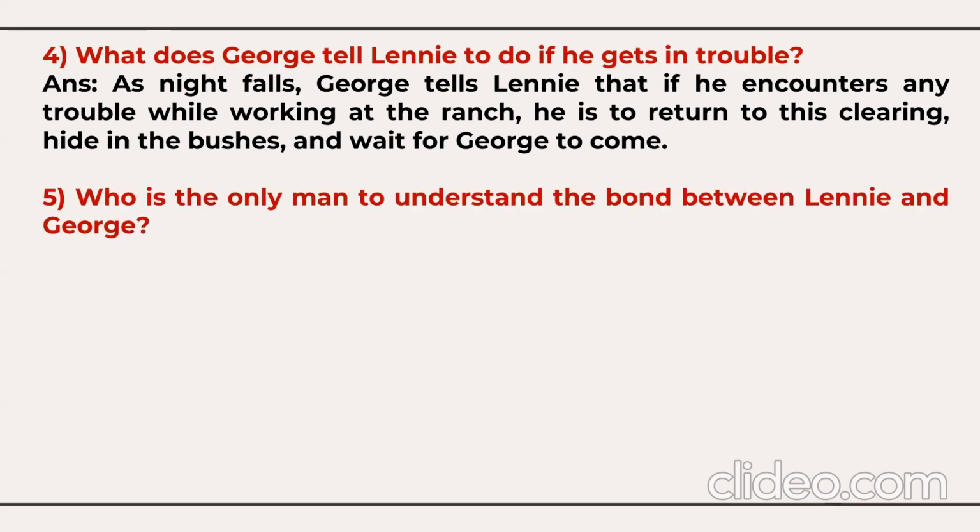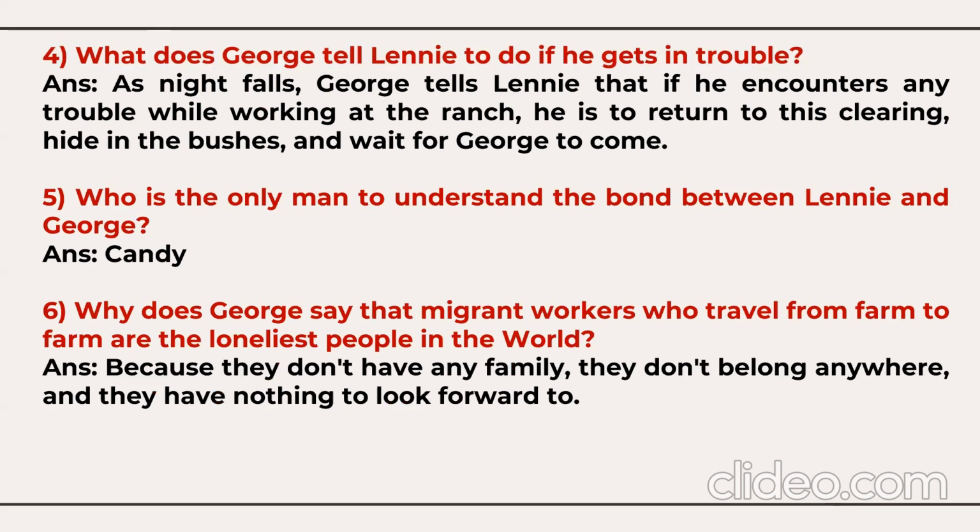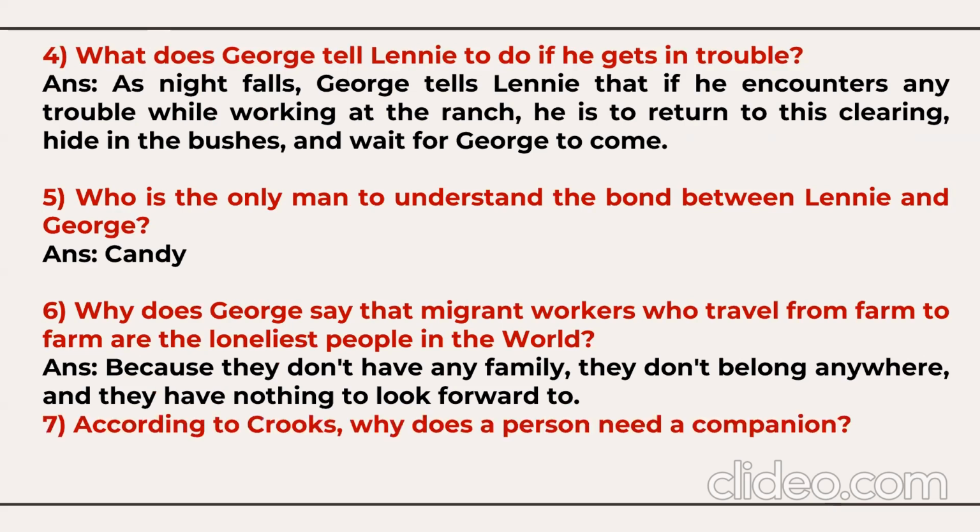Then, who is the only man to understand the bond between Lenny and George? It is Candy. He is the only person who understands the relationship between Lenny and George. Why does George say that migrant workers who travel from farm to farm are the loneliest people in the world? Because they don't have any family, they don't belong anywhere, and they have nothing to look forward to. That's the reason behind it.